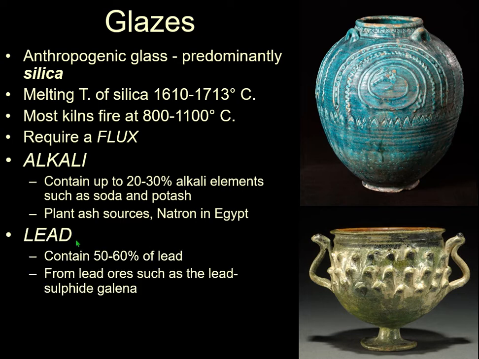And lead is another important Middle Eastern flux. 50 to 60% of lead comes from lead sulfide ores, like galena typically. And so that's what this is. And interestingly enough, they're both colored with the same element. They're both colored with copper. But what typically happens with an alkali glaze, it turns turquoise. But with a lead glaze, copper tends to turn green.